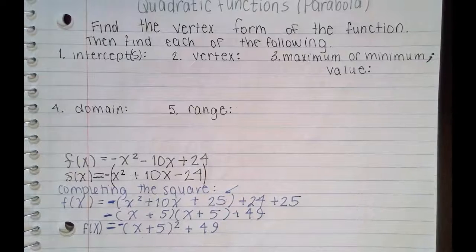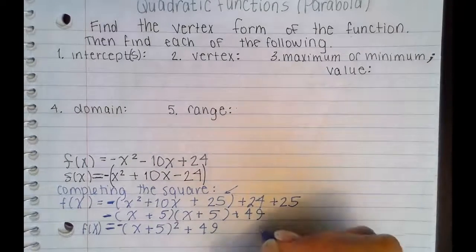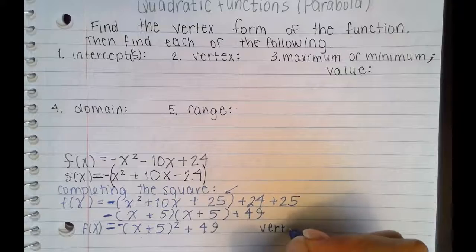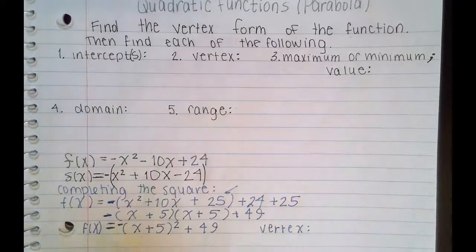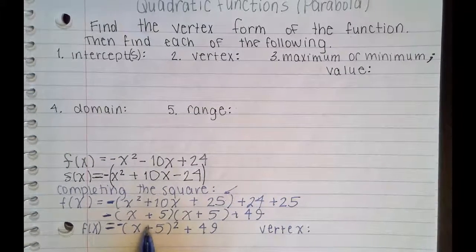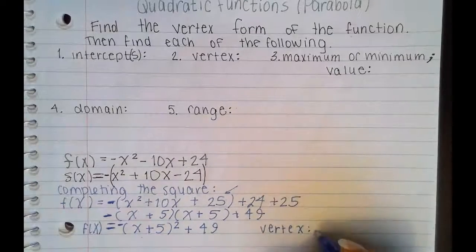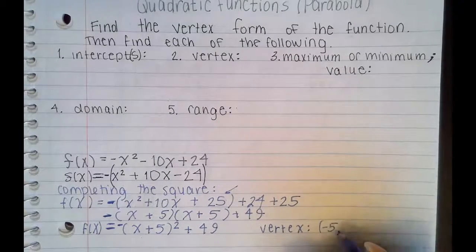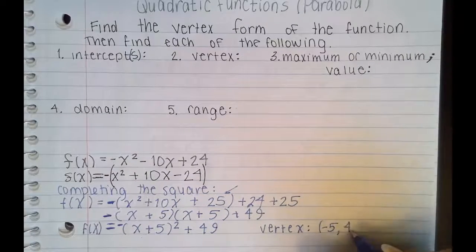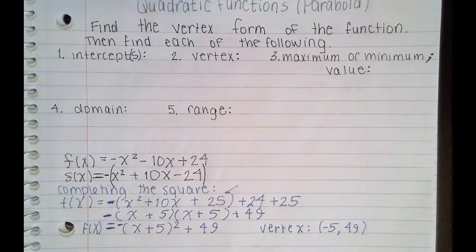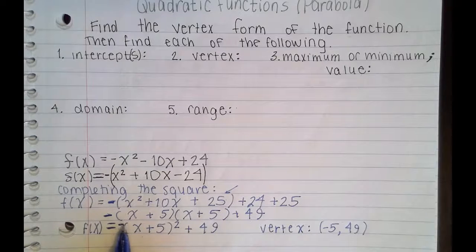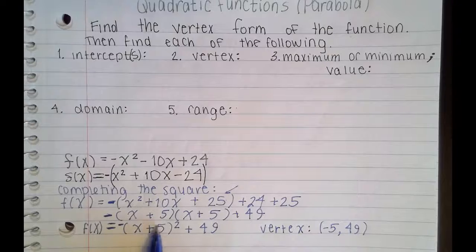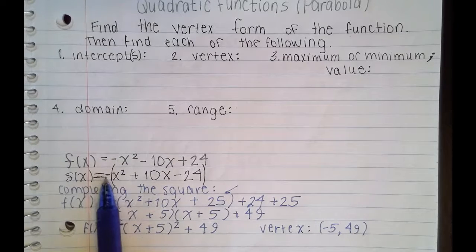Since I have this in vertex form, there's really no reason why I can't quickly identify the vertex. Based on my transformations, this x plus 5 means I'm going to the left 5 units, plus 49 means I'm going up 49 units. So my vertex is at negative 5, 49. This negative in front, whether it's in front of my parentheses or over here, tells me that my parabola will have a shape like this.